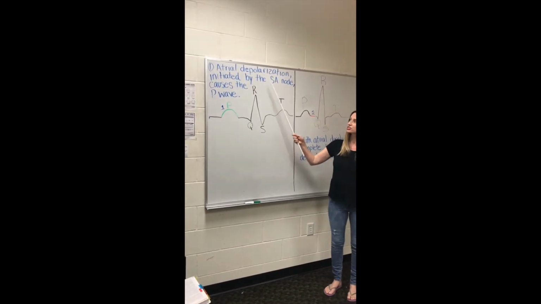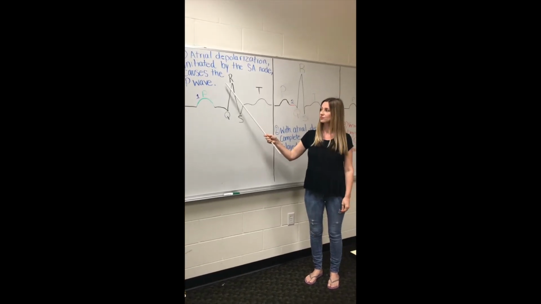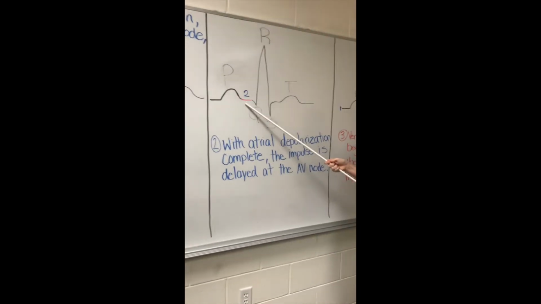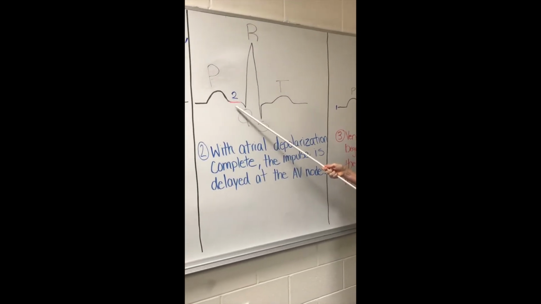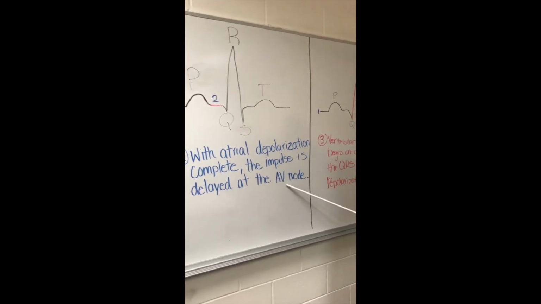Atrial depolarization initiated by the SA node causes the P wave. Next, here in the red, we're at the end of the P wave. With atrial depolarization complete, the impulse is delayed at the AV node.